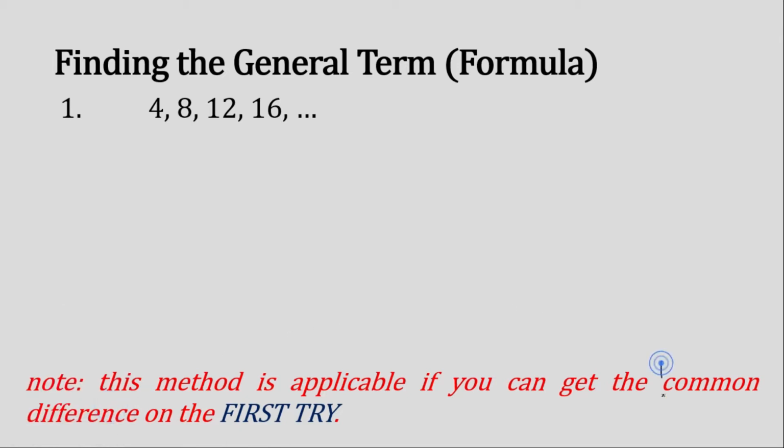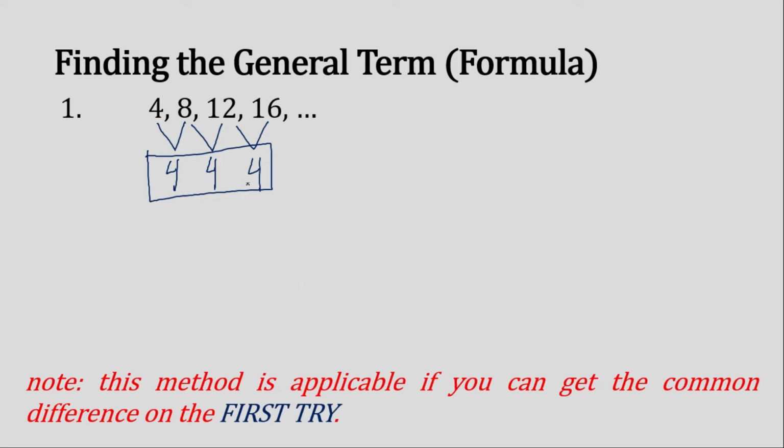Now, to find this common difference, all we have to do is to subtract the first term from the second term. So we have 8 minus 4, we have 4. Then 12 minus 8, we have 4. Then 16 minus 12, we have 4. If we do this on the first try, and if we get a common difference for the following sequence, then we could go to this method.